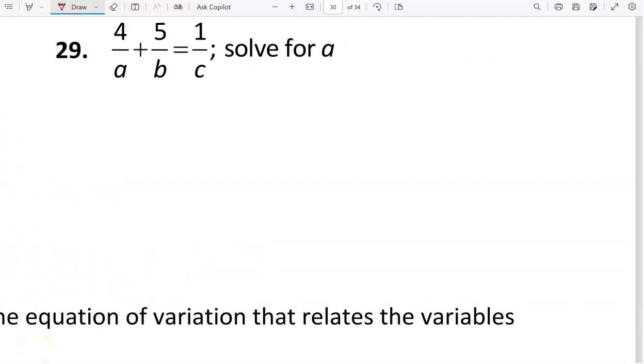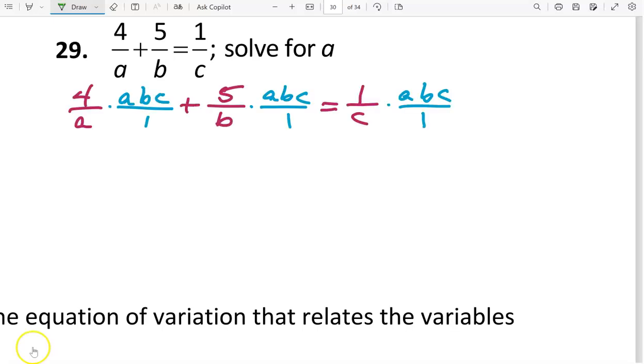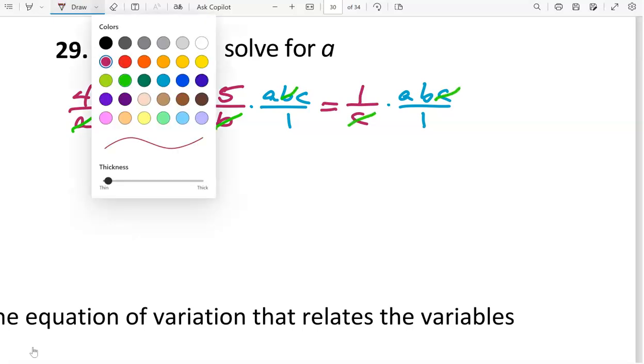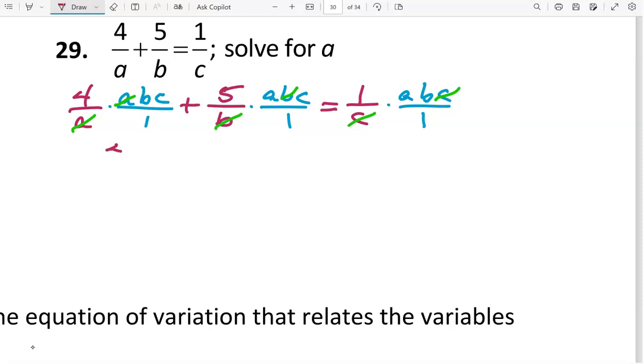In 29, we're asked to solve for a, but I'm going to start by clearing all the fractions. So I'm going to multiply all the fractions times the least common denominator of a times b times c. We can, of course, cancel some common factors in each multiplication and then write the simplified result from each multiplication. 4 times b times c plus 5 times a times c is equal to a times b.